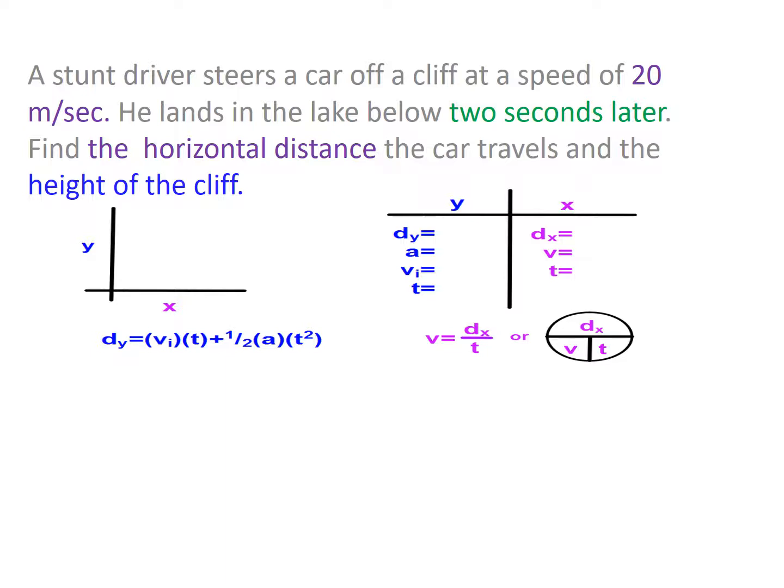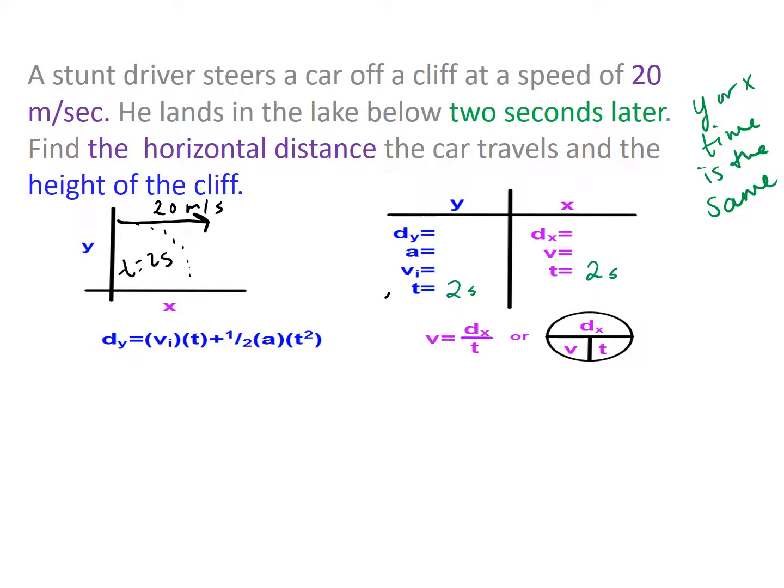And I highlighted time in green because it's very important for you to know that for each dimension, whether you're in y or x, time is the same. That is the only thing they share in common. So if it's 2 seconds here, it's going to be 2 seconds here as well. Okay, so let's start with our graph. Let's draw that. So it's falling off a cliff, and our horizontal velocity was 20 meters per second, and it was at time equals 2 seconds.